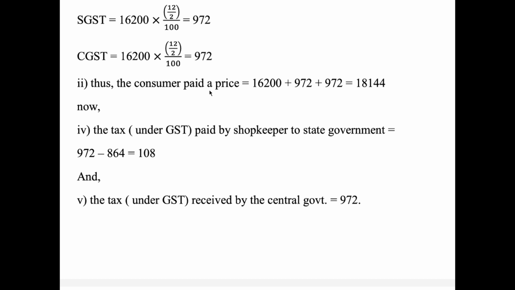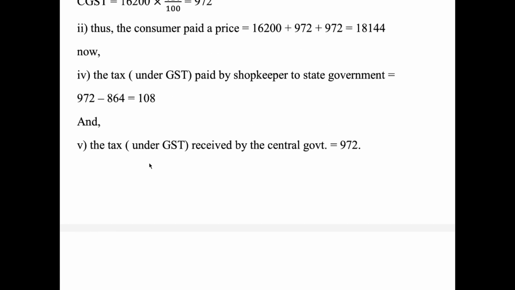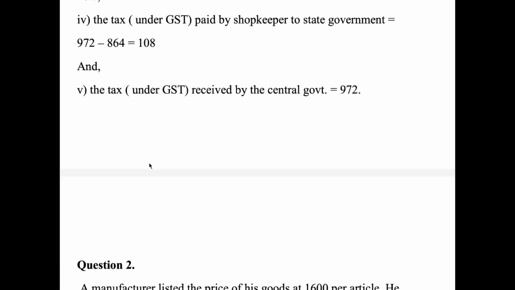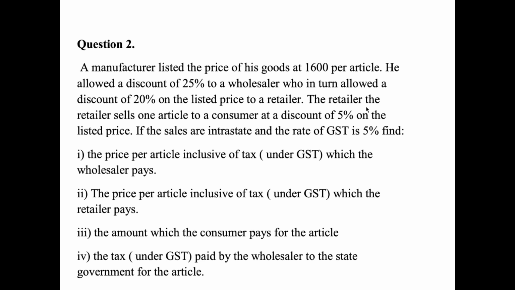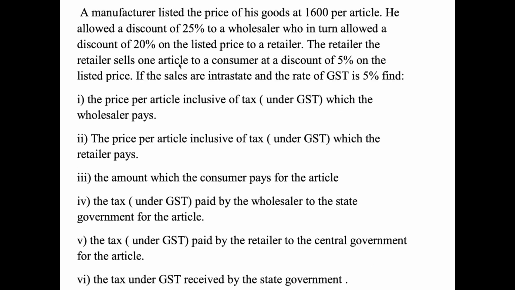Now come to the next part. Thus the consumer paid price, that is 16,200 plus 972 plus 972, comes to 18,144. Now the tax under GST paid by the shopkeeper to the state government is 972 minus 864, that comes to 108. And the tax under GST received by the central government is 972. Okay. Now come to the next question.